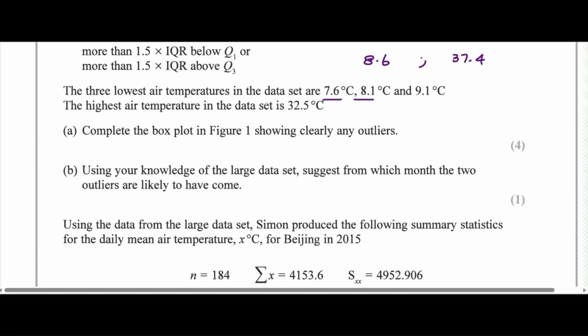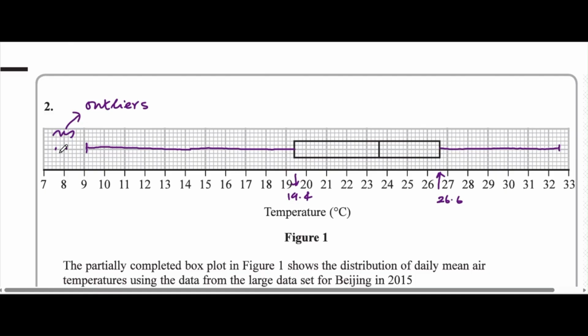Fine. Part B. Using your knowledge of the large data set, suggest from which month the two outliers are likely to have come. The large data set is drawn from the records for the period May to October. Since the two outliers are the lowest values of air temperature, it must be the starting point of winter or the end point of the autumn. Therefore, it must be the October month. So let's write from October 2015.